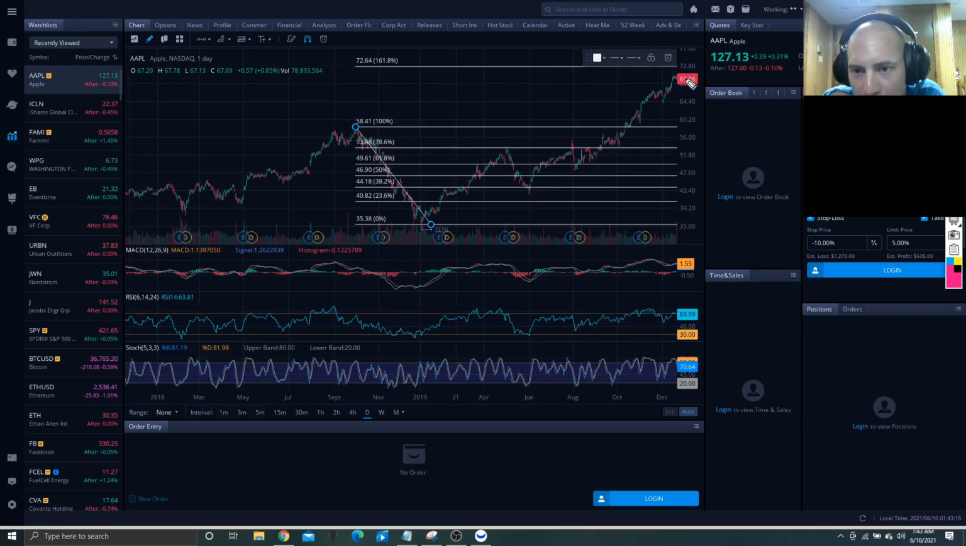Okay, so I hope that this helps you guys out a little bit in your trading. Remember that you don't trade these by themselves. You want to trade them in conjunction with other things. The more things that line up, the higher probability your trade is.